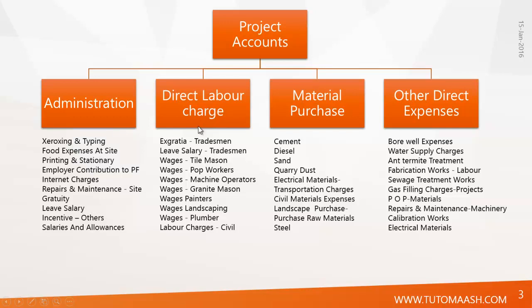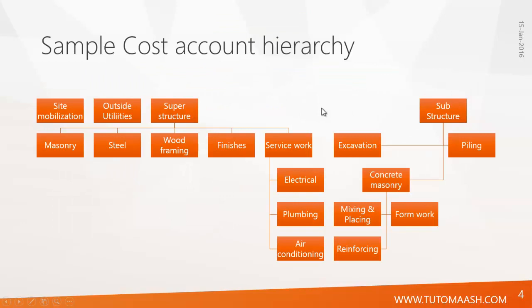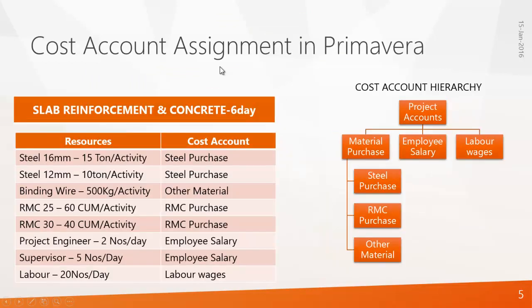Direct labor charge is divided into ex gratia tradesman, leave salary of tradesman, wages of tile mason, and so on. Material purchase is again divided into cement, diesel, sand, quarry dust, and so on. And other direct expenses is again divided into borewell expenses, water supply charges, anti-termite treatment, etc. So this is also a sample cost account hierarchy. Now I will explain a scenario and we will do the same exercise in Primavera.